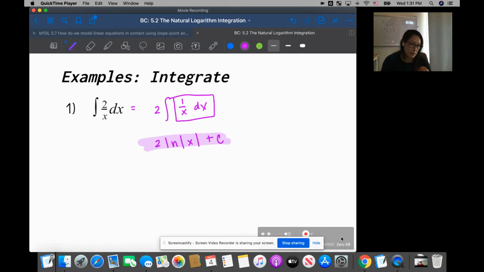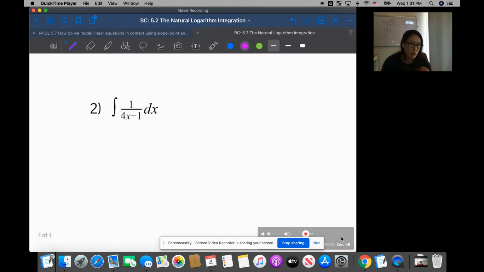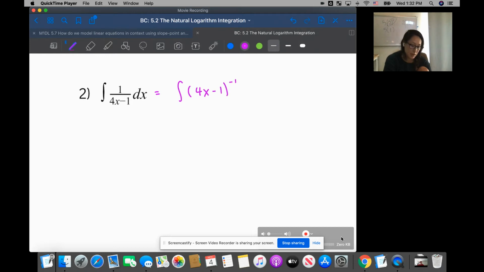All right, next. Now I have the integral of 1 over the quantity 4x minus 1 dx. And I cannot integrate that. If I rewrite this, it's going to look like 4x minus 1 to the negative 1 dx, and I just don't know what to do with that because of the negative 1. Wow, I just erased that. Okay, that's okay. We're going to erase it anyway.